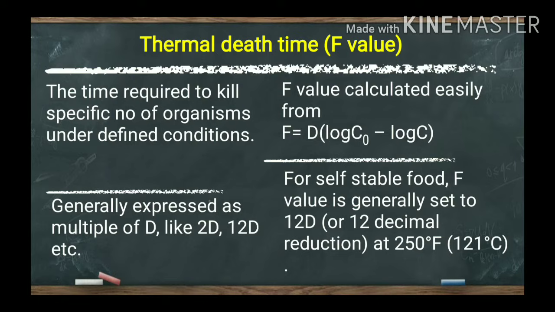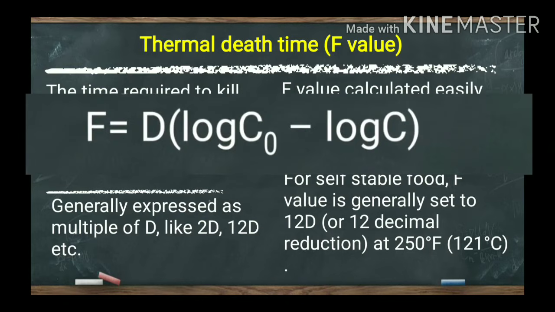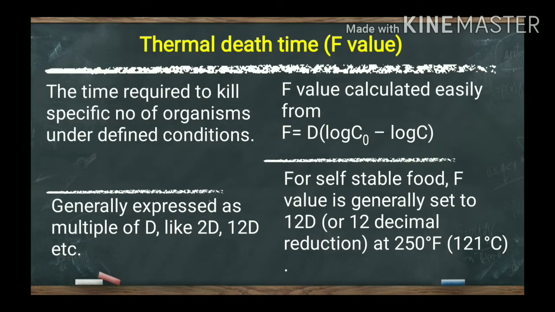Another important parameter is called the thermal death time, or in short TDT or F value. It is the time required to kill a specific number of microorganisms under defined conditions. It is generally expressed as a multiple of D, like 5D, 12D, etc. The F value is very important for canned food and shelf-stable food. F value is calculated easily from this equation. Most industries use 12D heat treatment to kill Clostridium botulinum spores at 250 degrees Fahrenheit or 121 degrees centigrade.